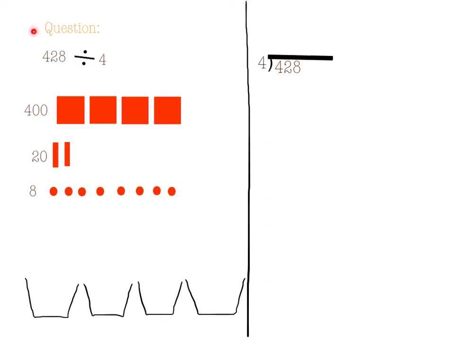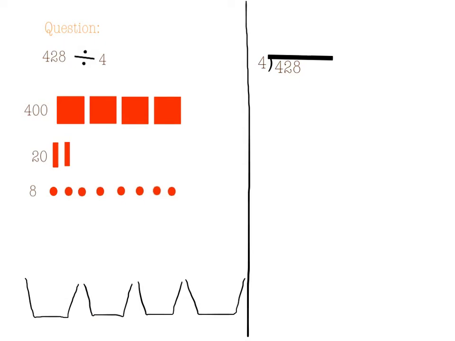So my question is 428 divided by 4. The 4 being the divisor and the 428 the dividend. And so because 4 is the number I'm dividing the 428 into, down here I have 4 bins, which are my 4 groups that I'm dividing into.